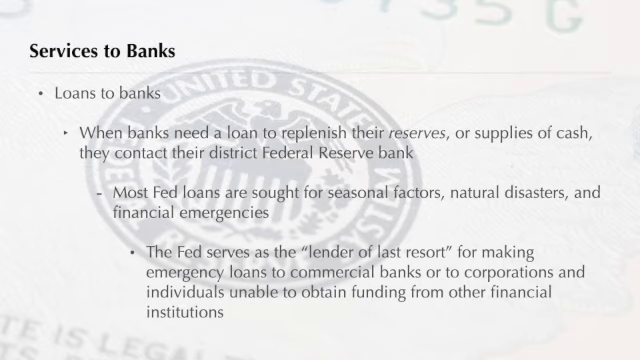Most Federal Reserve loans are sought for seasonal factors, natural disasters, and financial emergencies. Seasonal factors are the fairly predictable annual events that deplete reserves in banks. For example, the cash reserves of small rural banks are often reduced during the spring and summer planting and growing seasons, when farmers withdraw their cash and apply for loans to pay for farm operations.